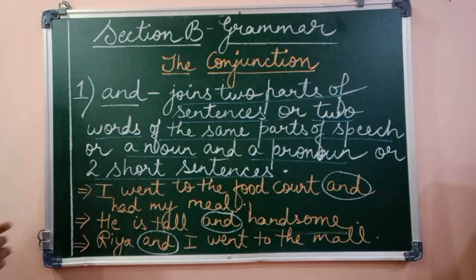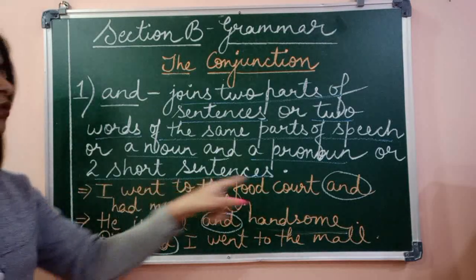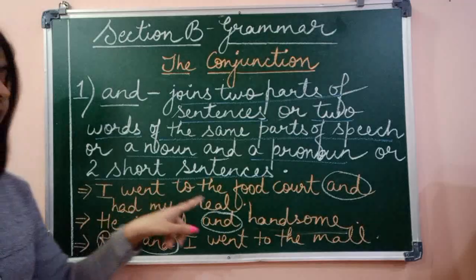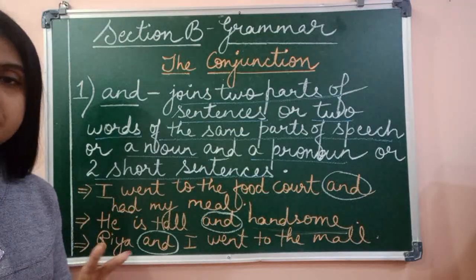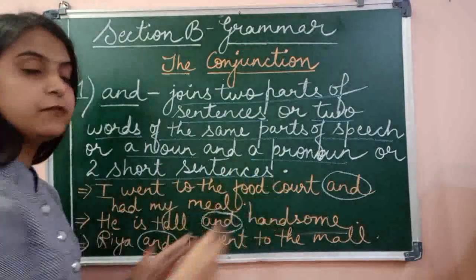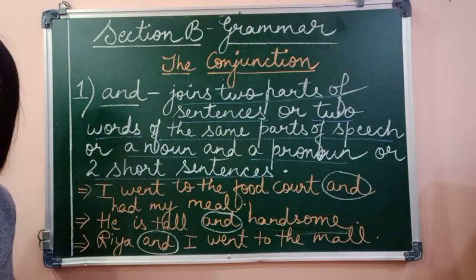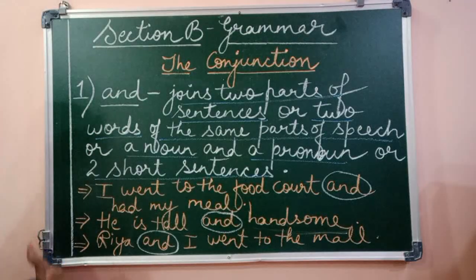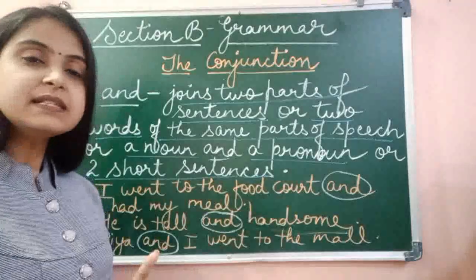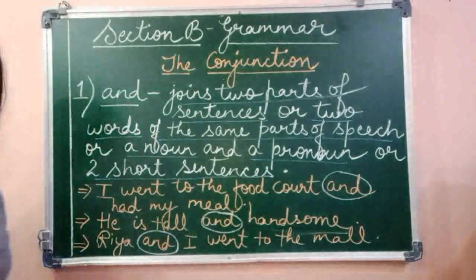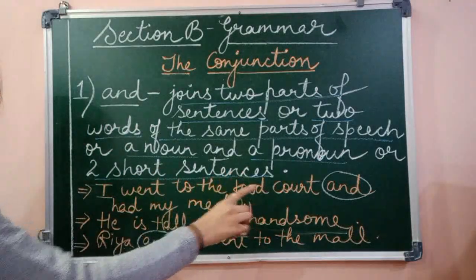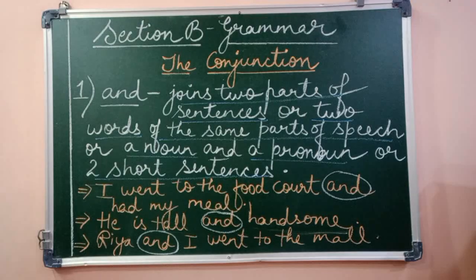Okay, now look at this sentence. I went to the food court and had my meal. Now these are two different sentences. I went to the food court, I had my meal. So these two sentences are joined and made a single sentence by using the conjunction and. I went to the food court and had my meal.